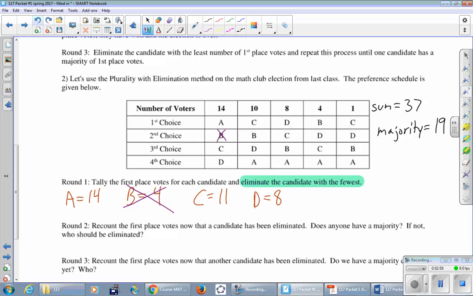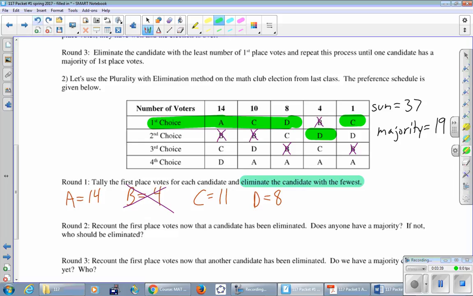So first we're going to get rid of all the Bs. And then we're going to retally the first place votes. So first place votes is still this first row here. However, B did have some first place votes. And remember, everybody below B moves up a rank. So these 4 people right here that thought that B was the best, well, they have to give their points to somebody, but B is now out of contention, so they're going to give their points to whoever they thought was second best. So D just gained 4 points for first place votes once B has been eliminated.